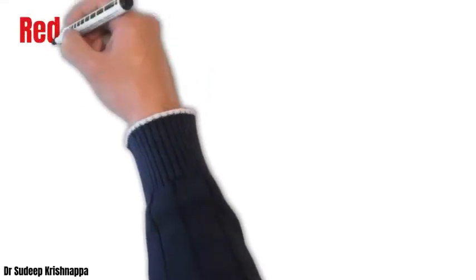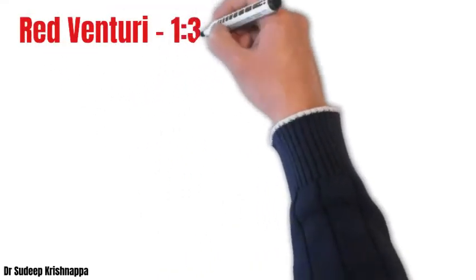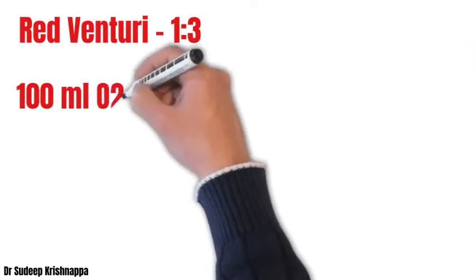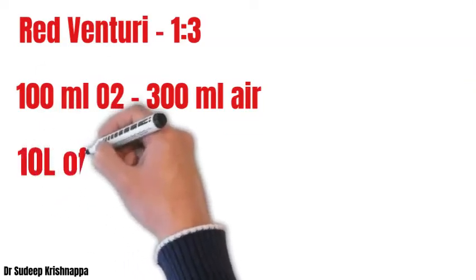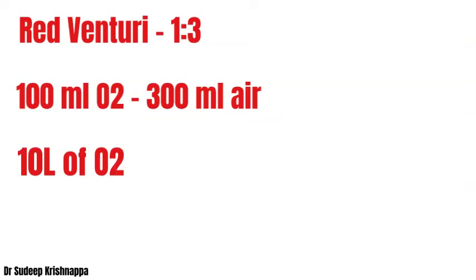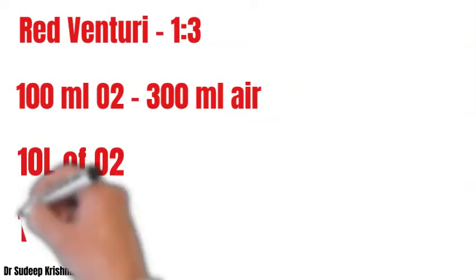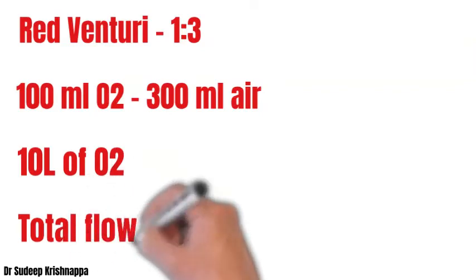A red venturi has an entrainment ratio of 1:3. That means for each 100 ml of oxygen flowing through the venturi device, 300 ml of room air would be entrained. So with the recommended flow of about 10 liters, entraining 30 liters of room air would generate a total flow of around 40 liters.